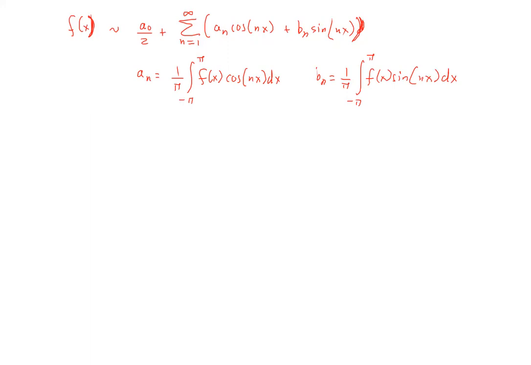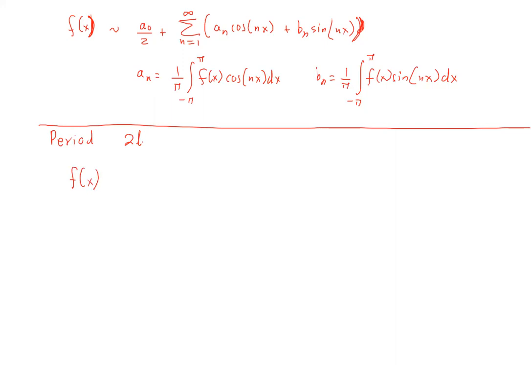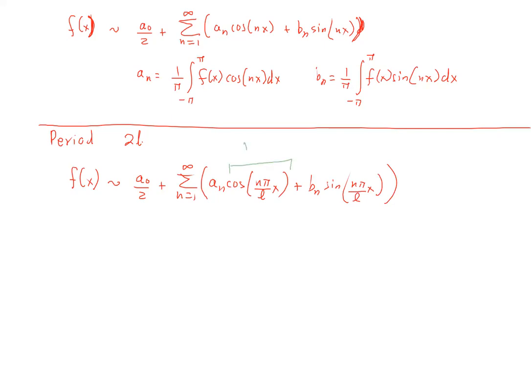Now, what I want you to understand is that these formulas can be made a little more general, if we take a function which has period 2L instead of period 2 pi. If it has period 2L, then we assign to it a Fourier series that looks slightly different. Because cosine of nx and sine of nx have period 2 pi, if you want to modify them so that they have period 2L, you play this little trick: cosine of n pi over L times x plus bn sine of n pi over L times x. By doing so, these functions have period 2L. You can verify that quite easily.